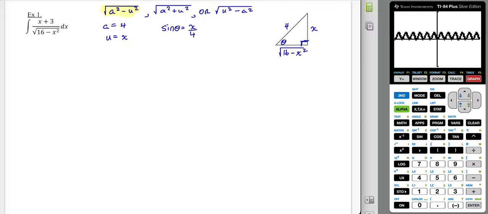So one ratio should be variable to constant. The other ratio should be radical to constant. This radical occupies the adjacent side. This constant occupies the hypotenuse. So the trig ratio that is the adjacent side over the hypotenuse is cosine. So cosine of theta is going to be equal to the square root of 16 minus x squared over 4.